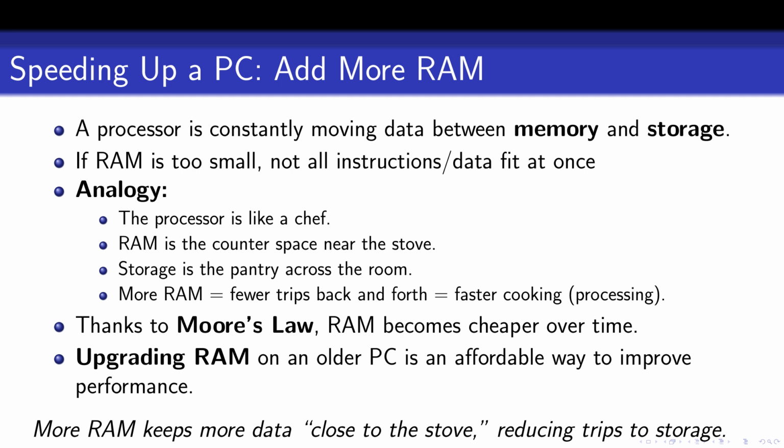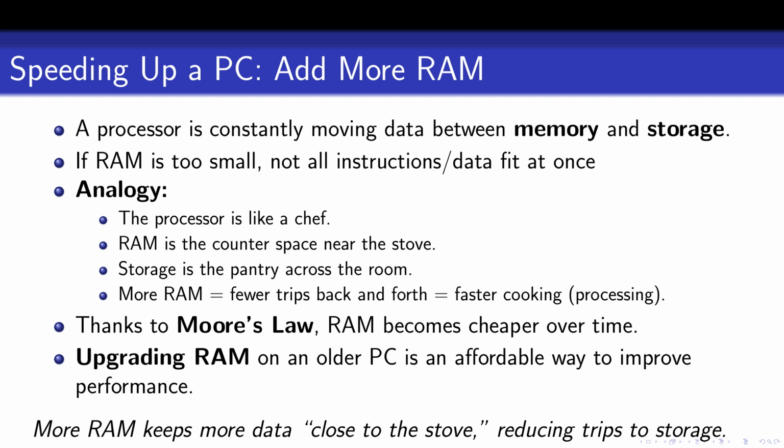One practical takeaway from Moore's Law is that adding memory, especially RAM, is a simple and cost-effective way to speed up your computer. Over time, as programs grow and multitasking becomes more common, your system may run into limits, especially if it doesn't have enough RAM to hold all active data and instructions. When that happens, the processor has to constantly shuttle data back and forth between memory and storage, which slows everything down. Think of it like a chef working in a kitchen.